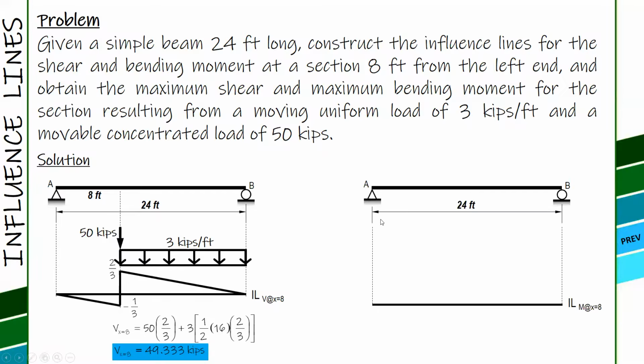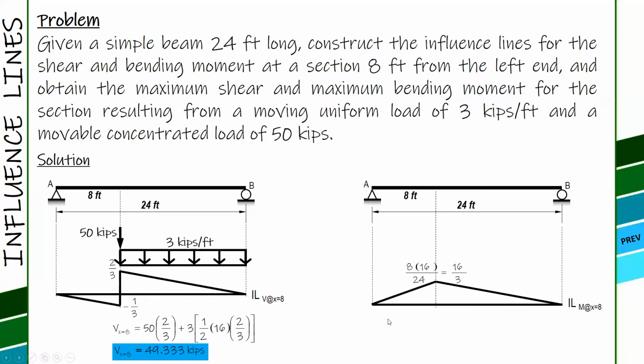Now the moment, at 8 feet. Using the Müller-Breslau principle, rotate counterclockwise and clockwise, and this is the result. The value is ab over L, where a is this and b is this, and L is the length. So that would be 8 times 16 divided by 24, which is 16 over 3.